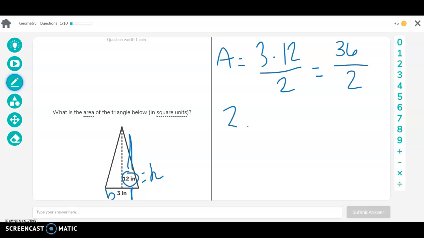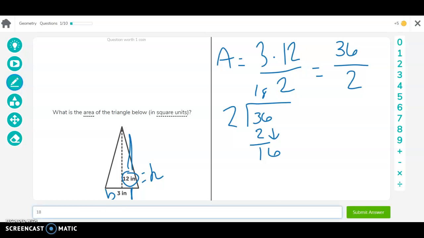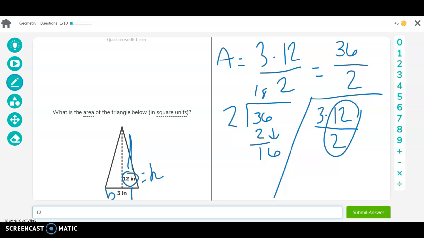I'll go ahead and show you the math. 2 goes into 36 one time. Subtract, bring your 6 down. 2 goes into 16 8 times. So the area of this is 18. I'm going to show you the other way real fast. So we have 3 times 12 divided by 2. We're going to take 12 divided by 2 first, and that is equal to 6. So then we're going to do 3 times 6, which is 18.